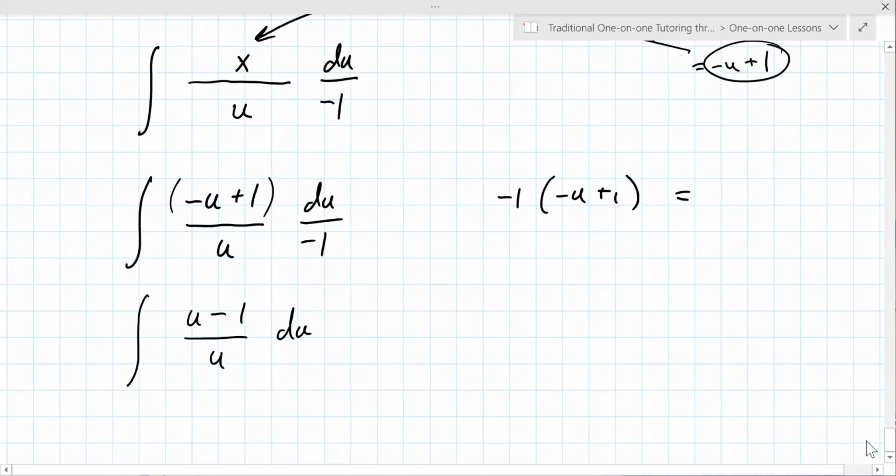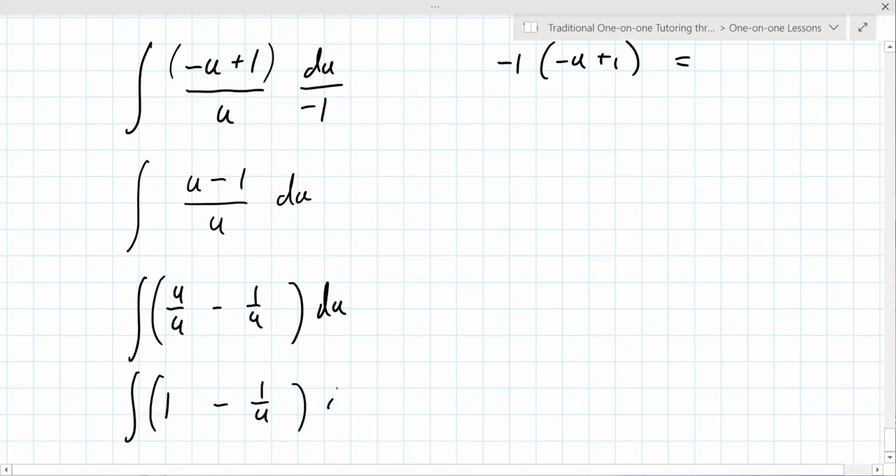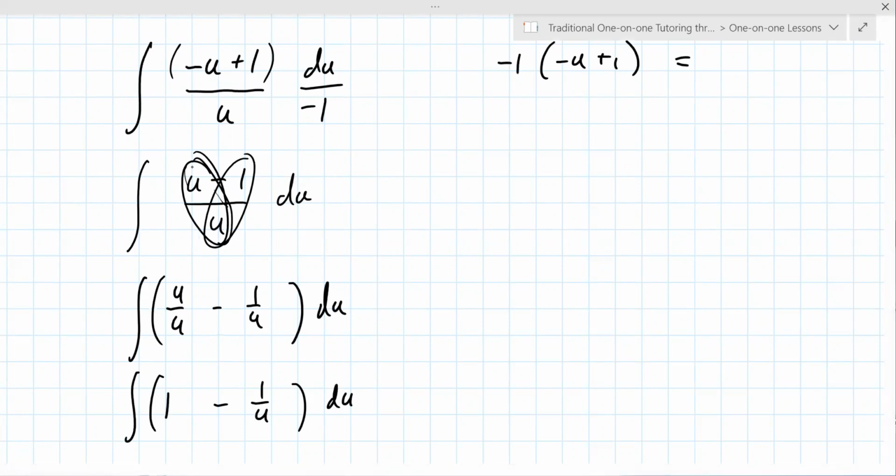So now you can divide both of these by u. So it's integral u over u minus 1 over u du. So it's integral 1 minus 1 over u. What did you do there? You just divide both of these by u. Oh, okay. 1 over u. So now you can actually do this one.